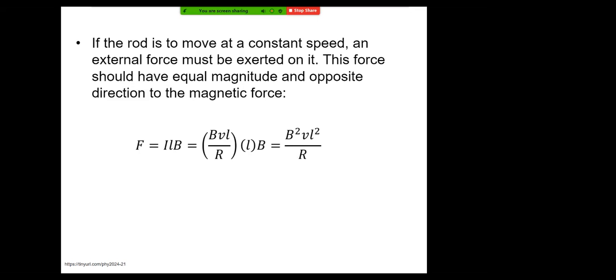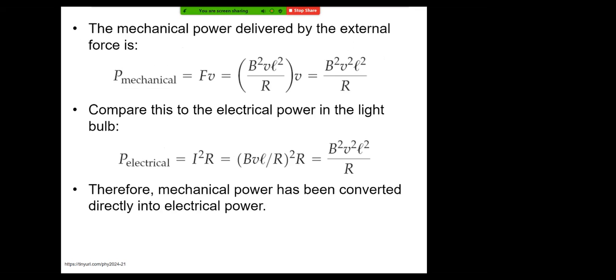And if you want to maintain the constant speed of v, then your pulling force should also be that force F, right? The magnetic force. So the mechanical work needed, the power, is the force times v. This is what we learned in the first semester for the power of a driving force. So force times v becomes B squared v squared, because there are two v's, and L squared divided by R.